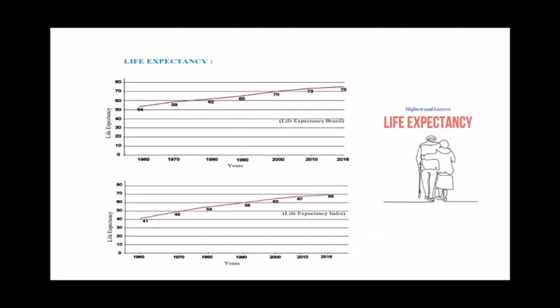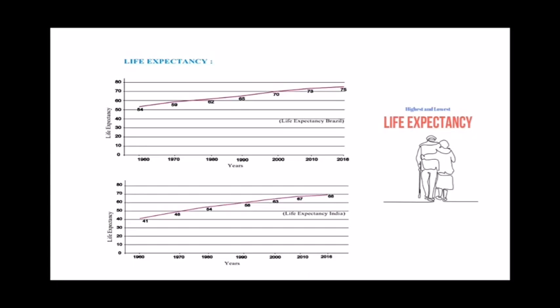Now we have the life expectancy. So children, an increase in life expectancy is an indicator of development of that particular society. Improvement in medical facilities, progress in the medical field, and access to nutritious food lead to an increase in average life expectancy. In most developing countries, life expectancy is still less, but with socio-economic development, it is increasing. This graph shows the life expectancy of India and Brazil.